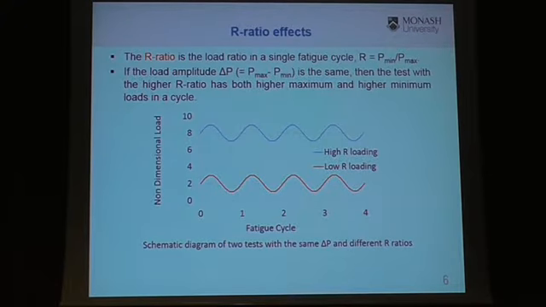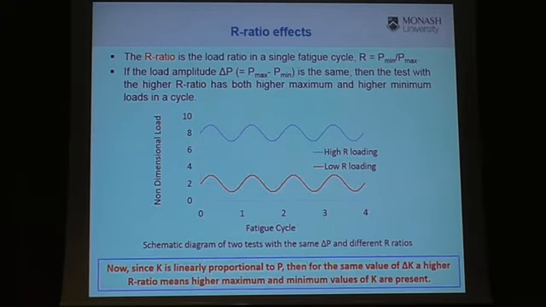And we can see from the plots here, for the same load magnitude, which is delta P, a higher R ratio will give the test a higher maximum as well as a higher minimum load. So since the stress intensity factor is linearly proportional to load P, we can also see that for the same value of delta K, a higher R ratio means higher maximum and higher minimum values of K.